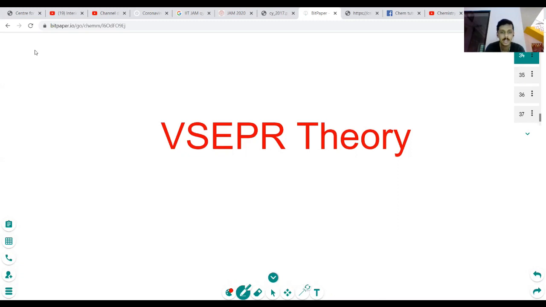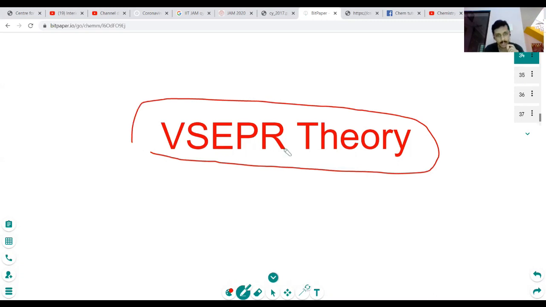Hello and welcome back. Today we will be studying VSEPR theory, which is nothing but valence shell electron pair repulsion theory. It talks about the effect of valence shell electrons present around the atoms and their contribution towards the bonding, especially its contribution towards the shape of the molecule.